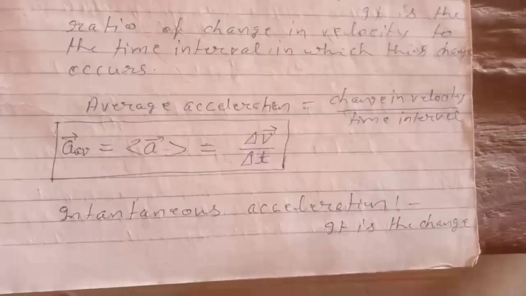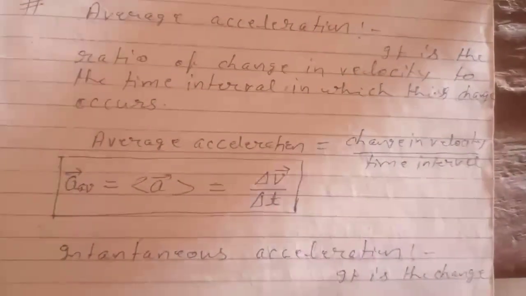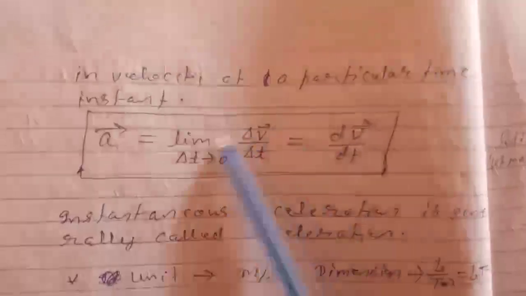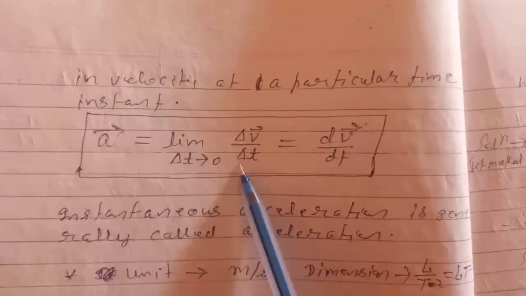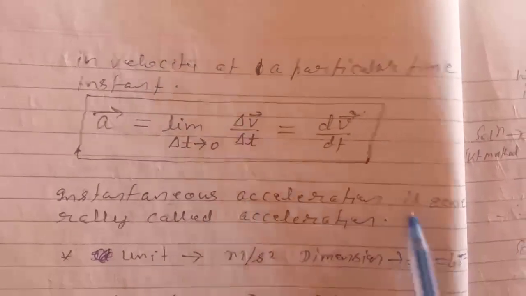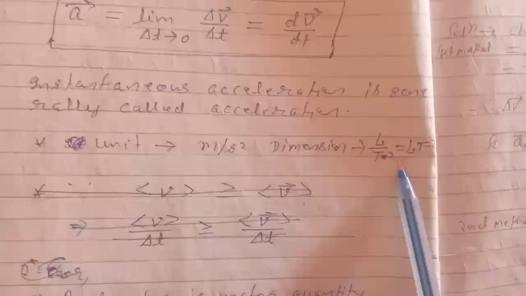Instantaneous acceleration. It is the change in velocity at a particular time instant, that is, a vector equals the limit as delta t tends to 0 of delta v by delta t, equals dv vector by dt. Instantaneous acceleration is generally called acceleration. Unit: meter per second square. Dimension: L by t square, equal to L t to the power minus 2.